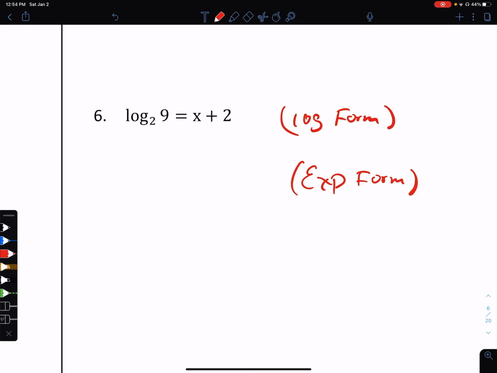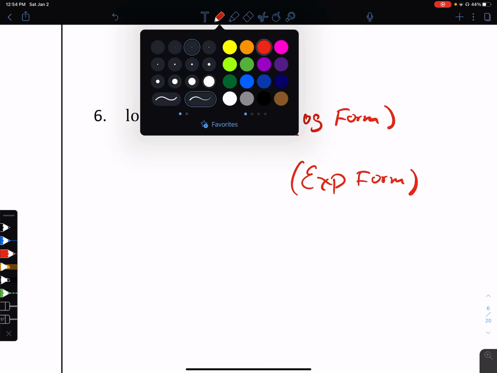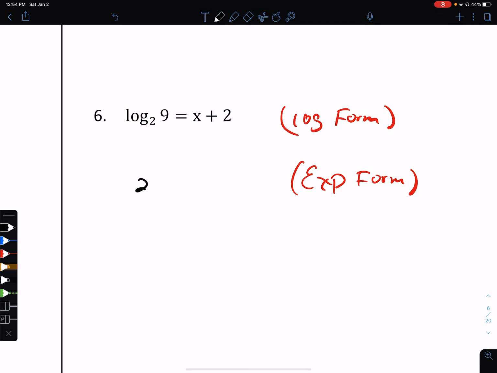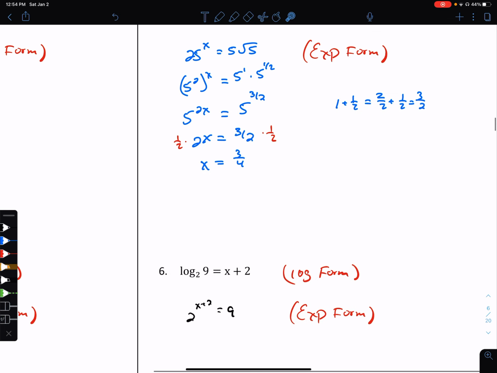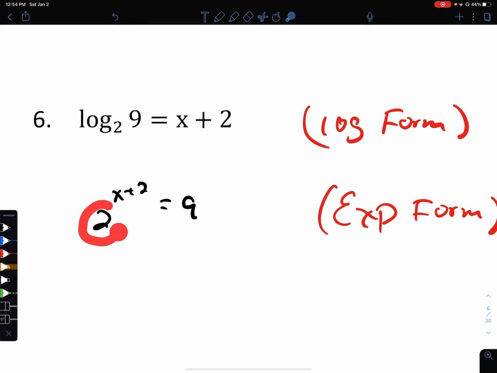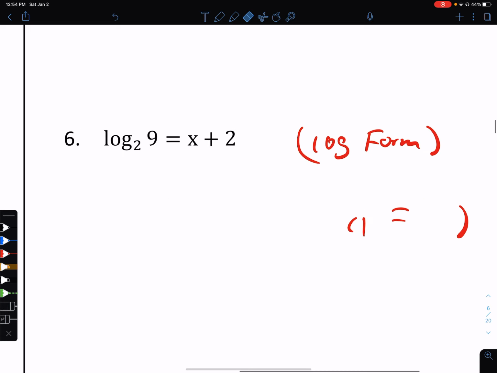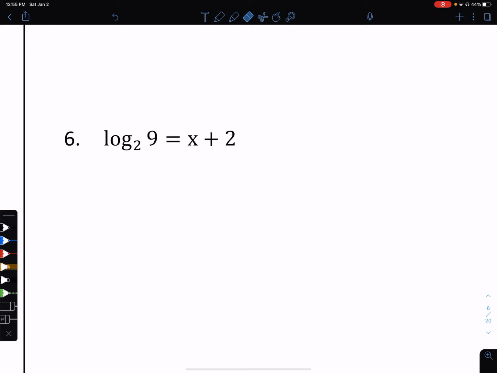Next one, I'm actually going to do this one a little bit differently. If I change this to exponential form, you don't need to write this down, I'm going to get 2 to the x plus 2 equals 9, which is all fine and good, but we can't do what we did on this last one. This last one, we got the same base on both sides. There's no way for us using integers to get 2 and 9 to have the same base. So that is not going to work out well for us.